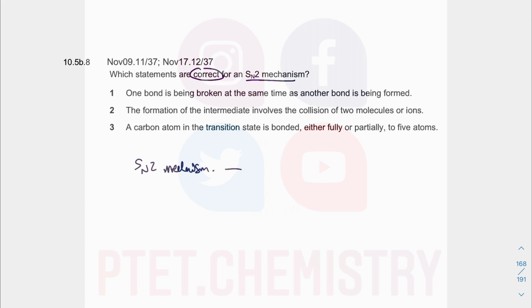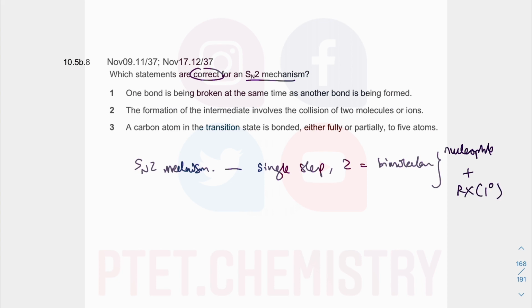Alright. So we know SN2 is a single step reaction. The 2 there refers to bimolecular, because you have the nucleophile and the halogenoalkane, which is typically a primary halogenoalkane, in the slow step, which is basically the only step.